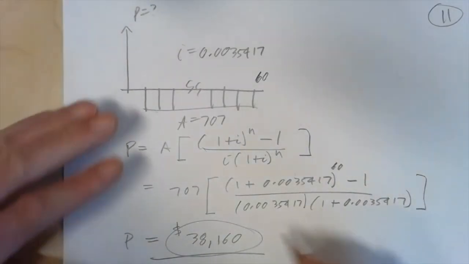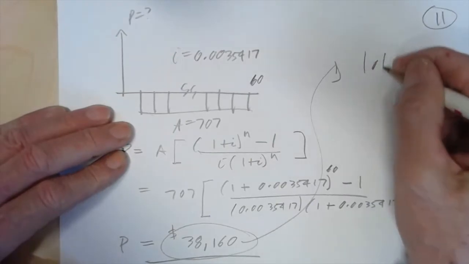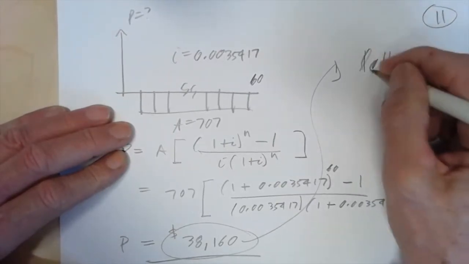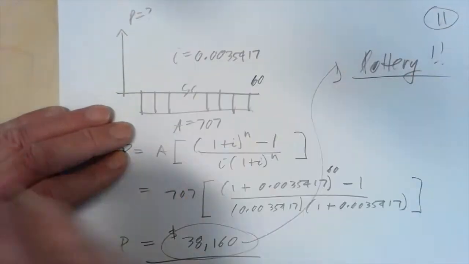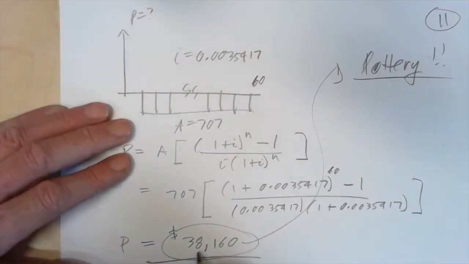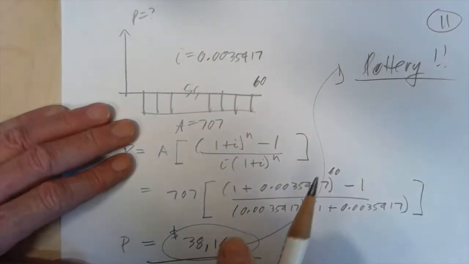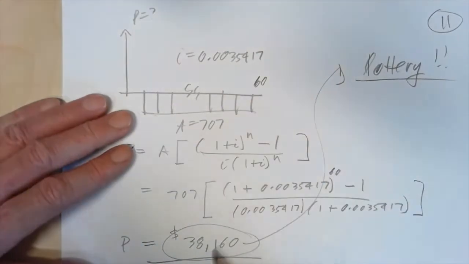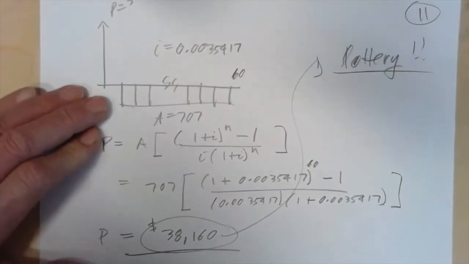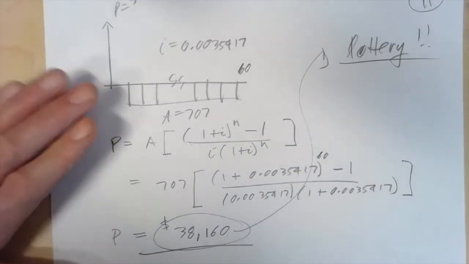And what that means is this. If I were to win the lottery of $100,000 or so, I could take $38,000, of course after taxes, pay the bank $38,160, and that mortgage will have been paid off, and then you can burn it.